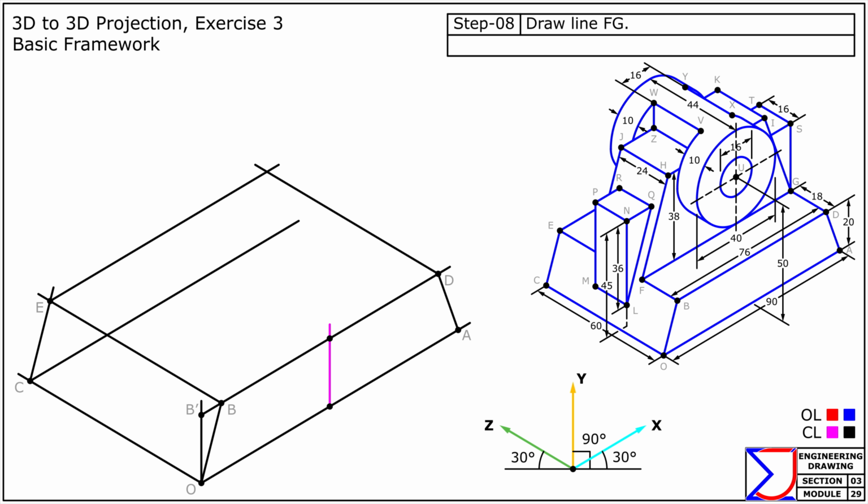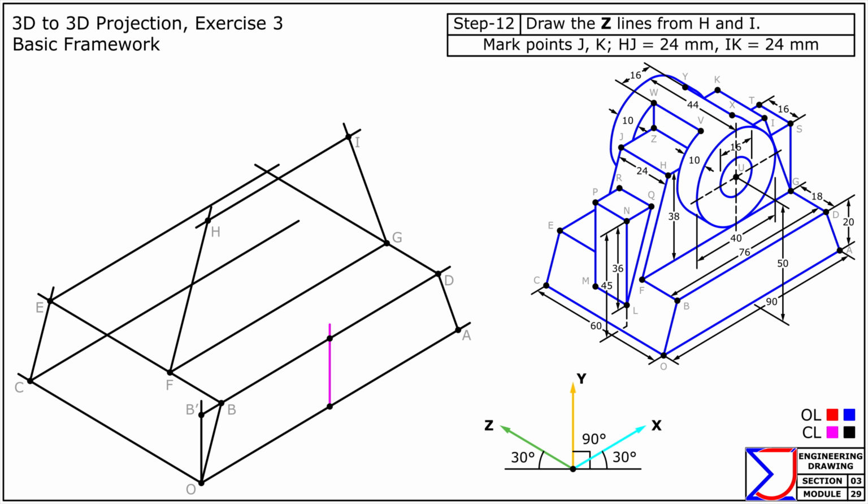Mark points F and G at a distance of 18 mm from B and D, respectively, and join them. At point F, draw remaining parallel line. At point G, draw remaining parallel line. Now, draw a line parallel to the X-axis at distance of 38 mm from line FG. The intersections obtained are points H and I. At points H and I, draw the remaining parallel line.